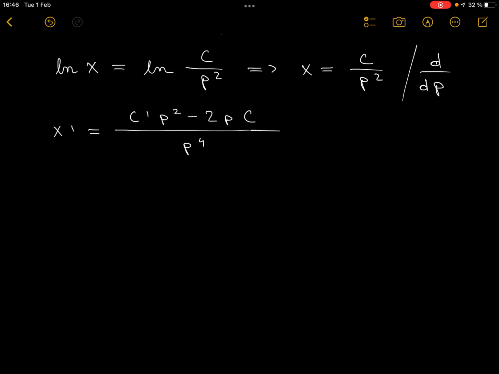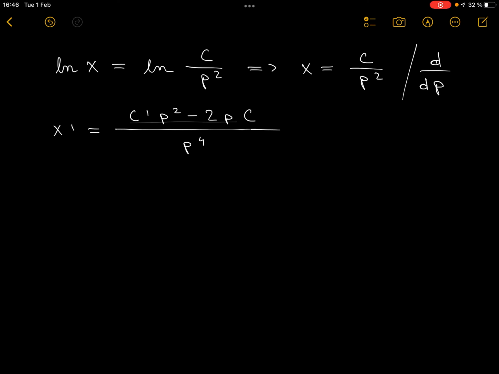Okay, so c prime p squared minus 2p times c, and everything over p to the 4th power. And we can of course simplify this a bit by canceling out some p's. So c prime p minus 2c over p to the 3rd power is the same as x prime.